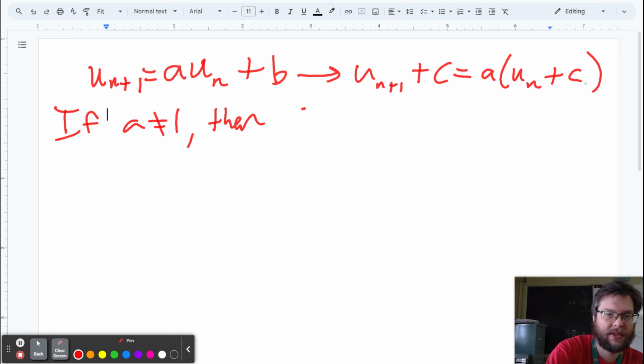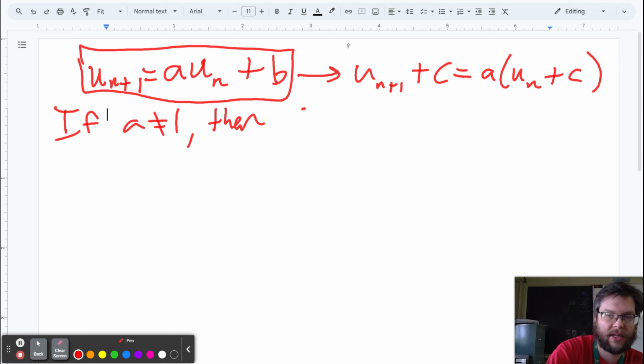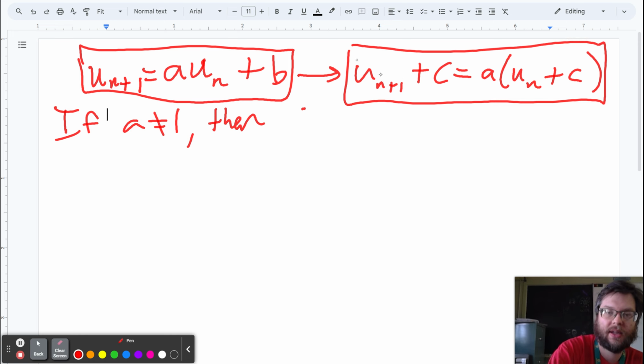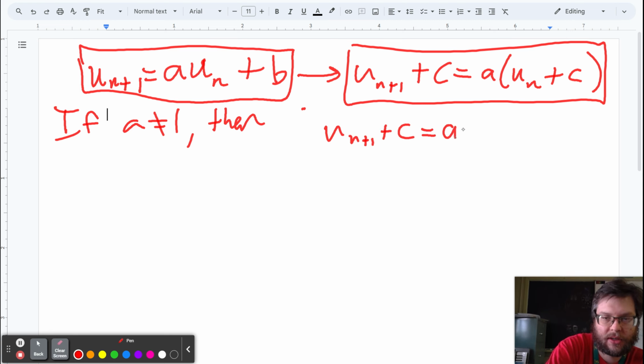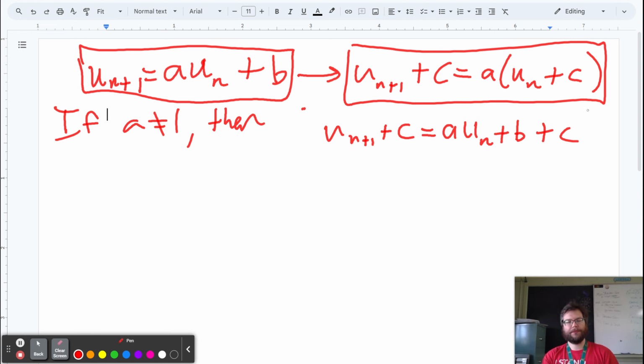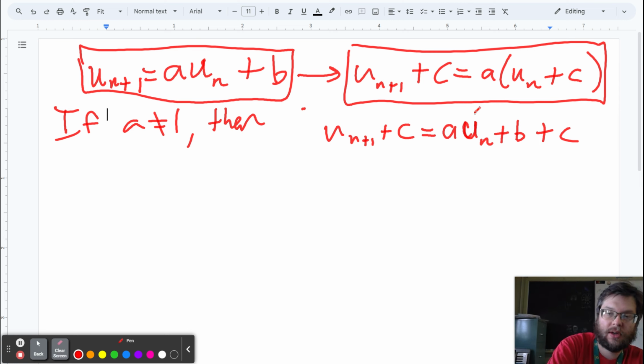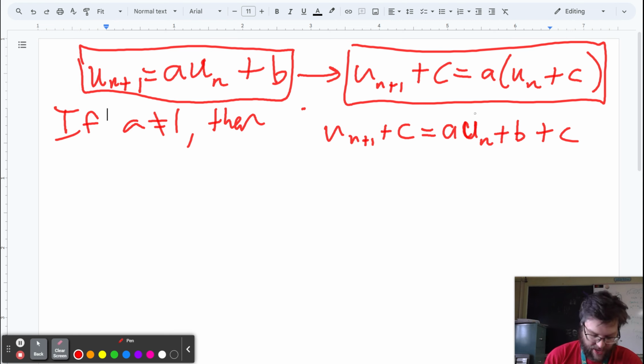What I notice is that my original recurrence relation is really similar to this, with the only difference that they added a plus c onto the left side. So what I'm going to do is add a plus c onto the left side of my original definition, and also add a plus c on the right side of my original definition. Then I'm going to try to solve for what the value c has to be.